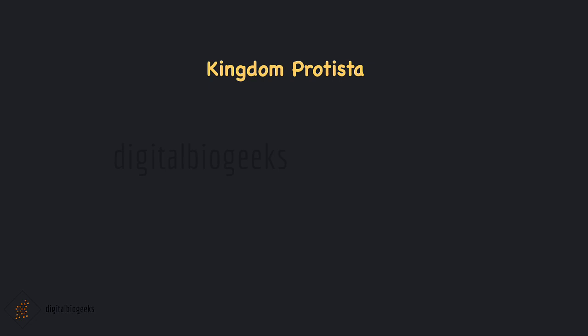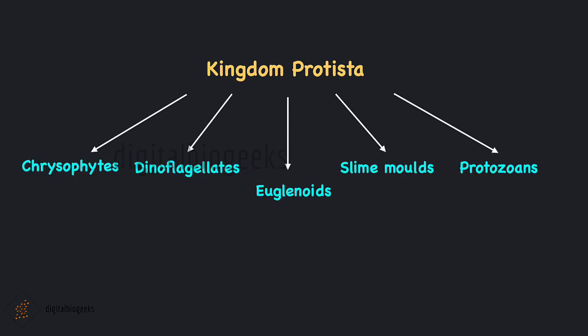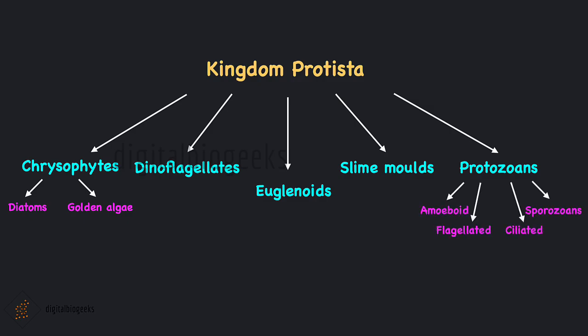We have 5 groups to study under kingdom Protista. They are Chrysophytes, Dinoflagellates, Euglenoids, slime molds and Protozoans. Chrysophytes include diatoms and algae, and Protozoans are divided into 4: amoeboid, flagellated and ciliated protozoans and sporozoans. Let's learn them in detail.